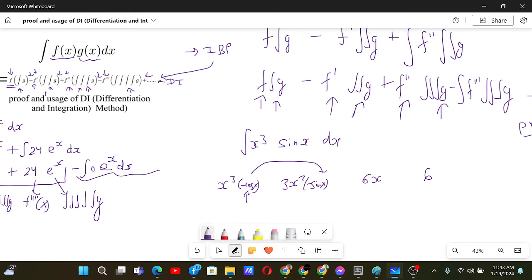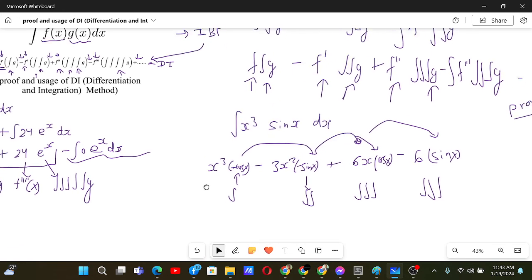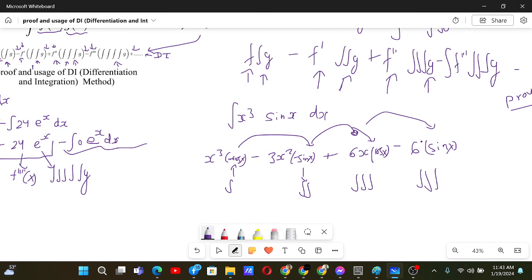For the double integral, you can integrate the single integral. This is the single integral. Again, if you integrate this, this will be the double integral. Again, if you integrate this, this will be the triple integral. If you integrate this, that will be the four integrals. Now, the integral of minus sin x is just cos x. The integral of cos x is just sin x. Now keep the sign: minus, plus, minus.